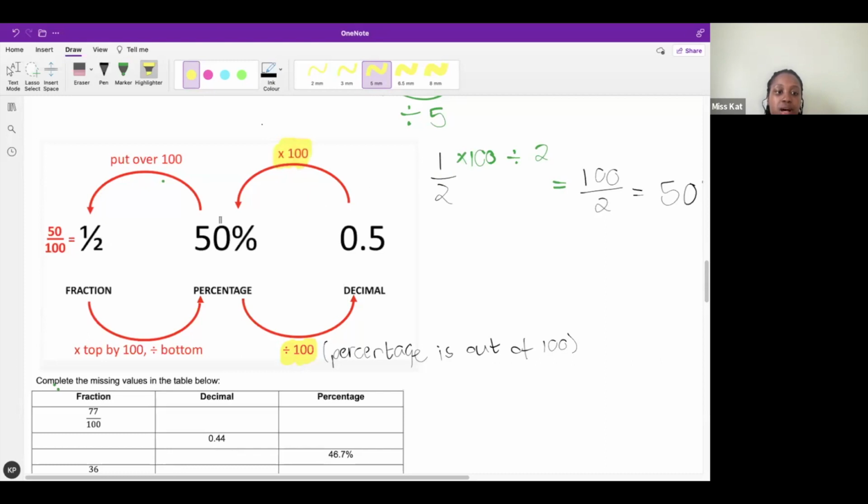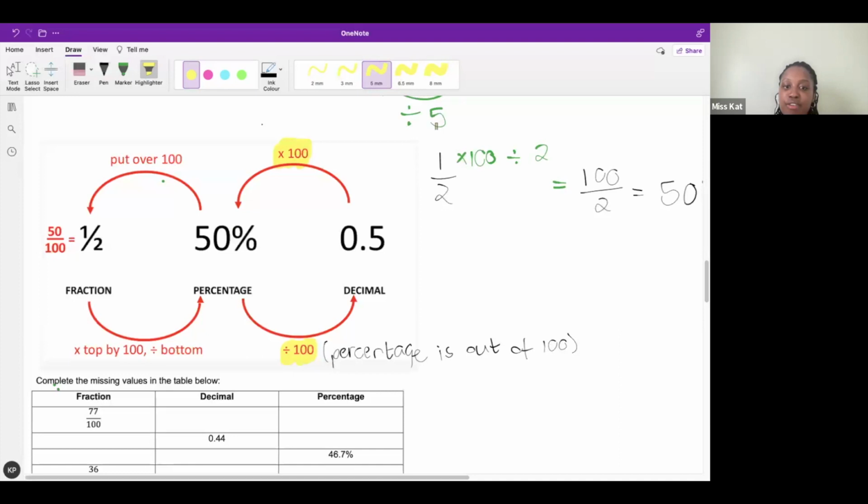Okay. Now, for this one, it says you must put it over 100. Remember, first we were timesing by 100, but if you put something over 100, what are you actually doing? If I say 5 over 2, it's the same as dividing. So it's still inverse operations. Are we still with me?